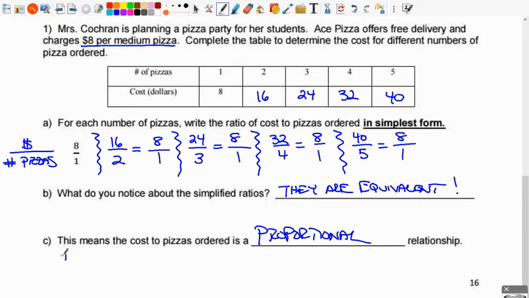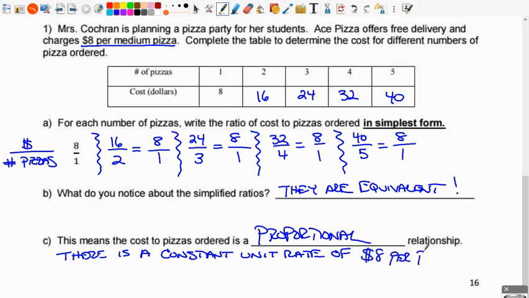So let's write that in. There is a constant unit rate of, and now if we investigate 8 over 1, 8 was the amount of dollars for one pizza, so the constant unit rate was $8 per pizza. There is a constant unit rate of $8 per pizza, and again, this was a proportional relationship.